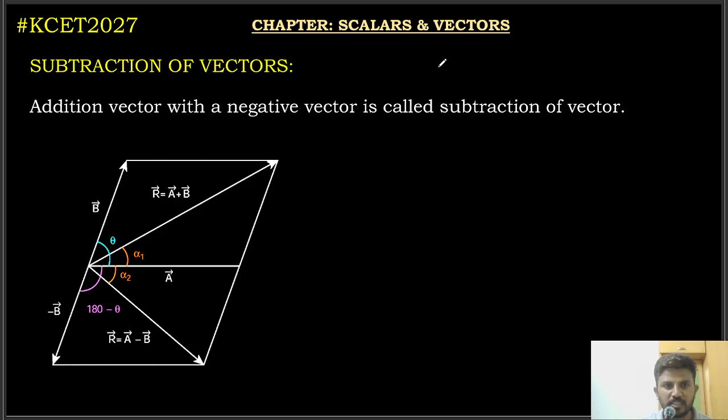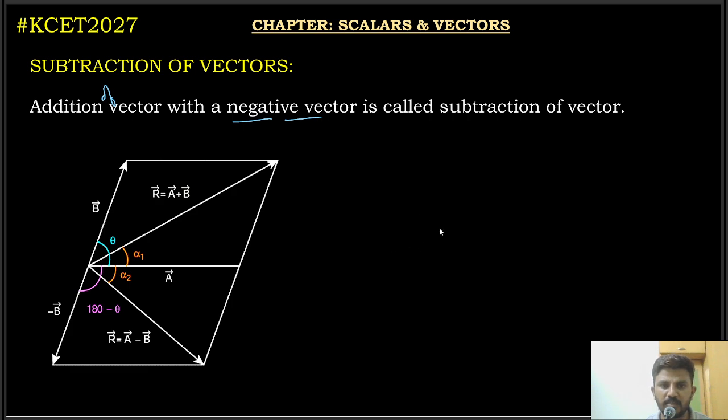Then we have subtraction of a vector. What is subtraction of a vector? It's just the addition of a vector with a negative vector. This is very important. So we can't directly subtract a vector from another vector. We have to add a vector with the negative of another vector.